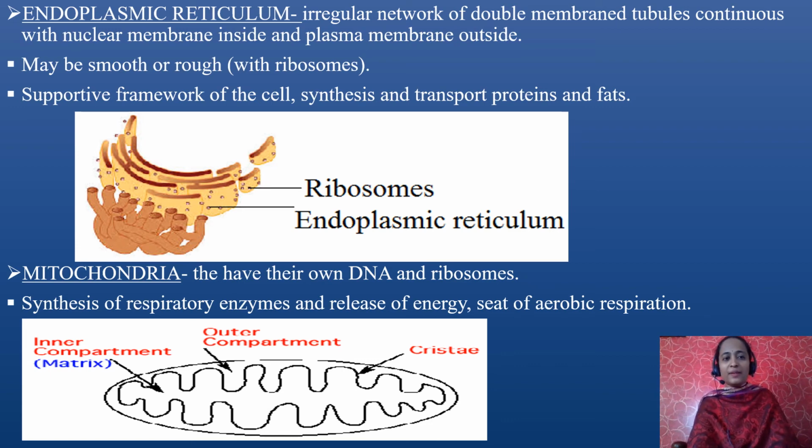Mitochondria is a place which synthesizes respiratory enzymes, and it is a place of respiration. What is meant by respiration? The breakdown of glucose in the presence of oxygen to release energy, carbon dioxide and water. So, energy is released and stored in the form of ATP. That is why the mitochondria is called the powerhouse of the cell. Why? Because it generates energy. It stores energy in the form of ATP. It is a site of aerobic respiration.